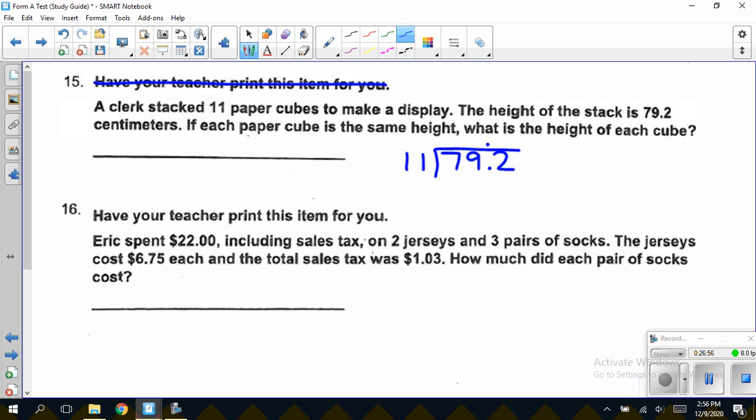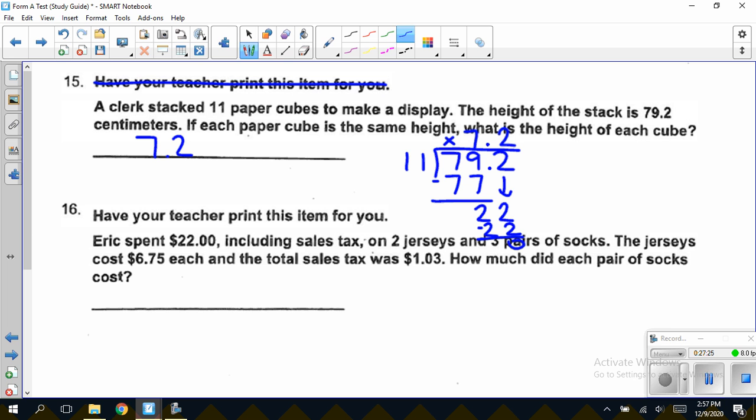Bringing my decimal straight up, I see that 11 cannot go into 7, but it does go into 79 7 times. 11 times 7 is 77. Subtract, leaves me with 2. Drop down the 2. And 11 can go into 22 2 times, which is 22. And I have nothing left over. So I do see that my final answer is 7 2/10.